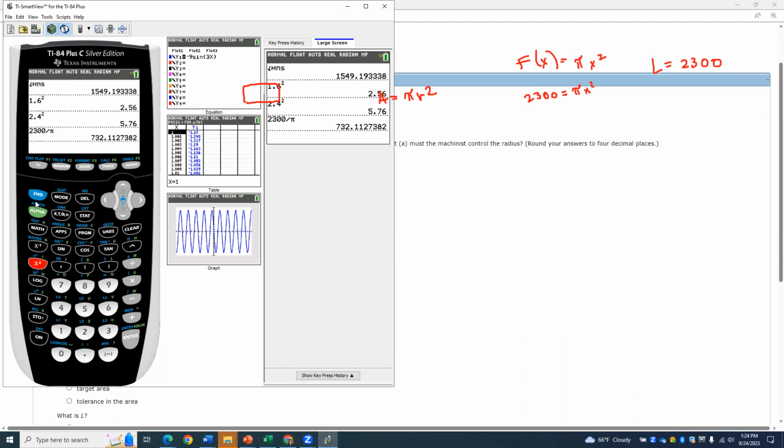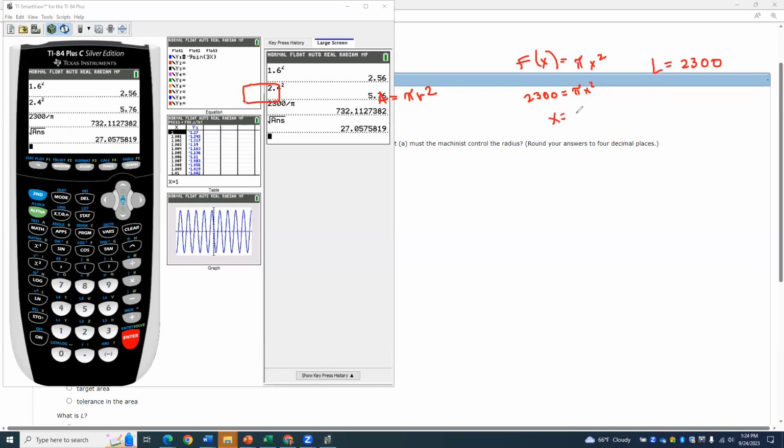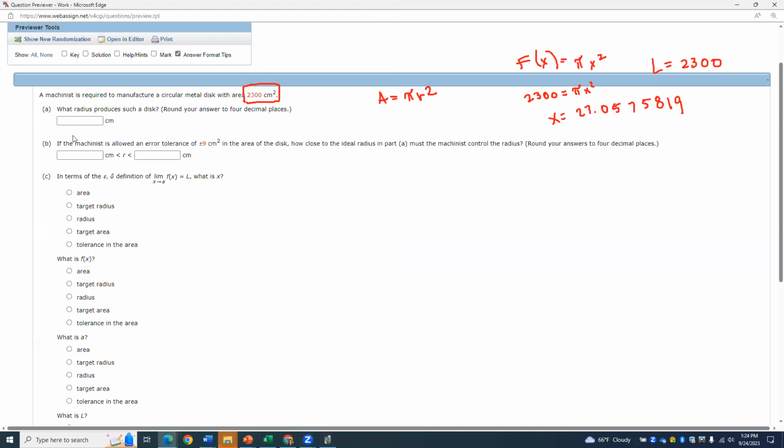And then I'm going to take the square root of that answer, and we get 27.057. I'm just going to write down all of the numbers possible, and then we'll go from there, because it says to round to 4 decimal places. Let me write that out, and then we'll go from there. Okay, so it says to round to 4 decimal places, and I have more than that. So 1, 2, 3, 4. So I think I would put 27.